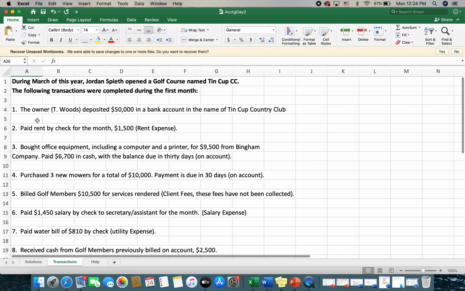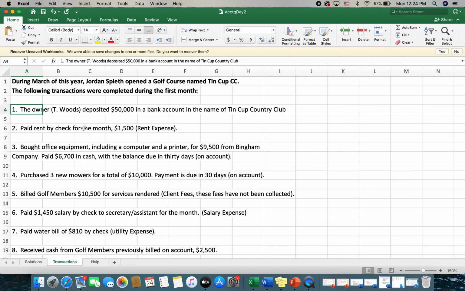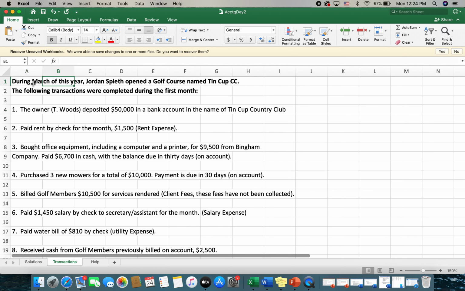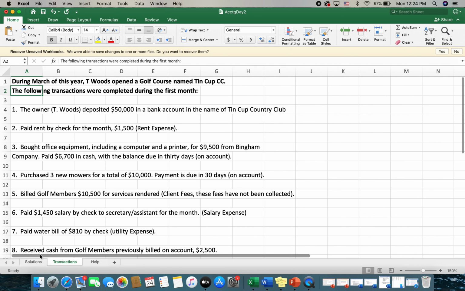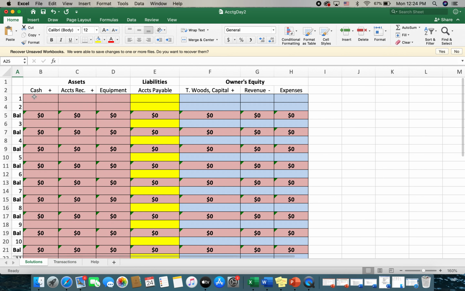Transaction 1A for you. The owner, Tiger Woods, deposited $50,000 in a bank account in the name of Tin Cup Country Club. Okay, so we asked, what did we gain? We're recording as the business, right? As the business. So what did we gain? We gained cash. Cash is $50,000. What did we lose? We did not lose anything.